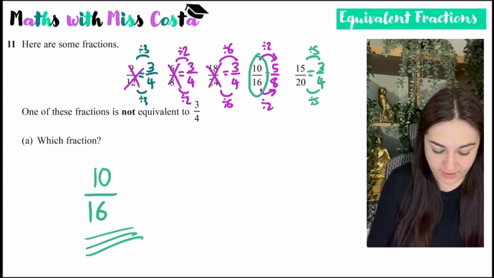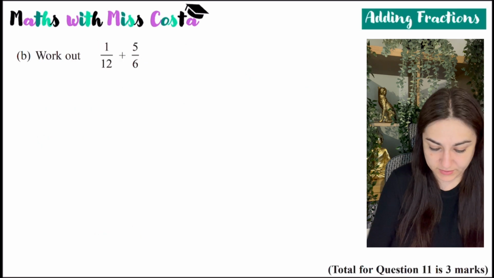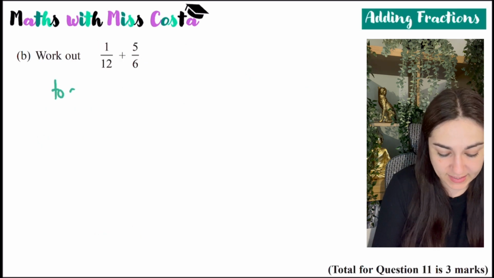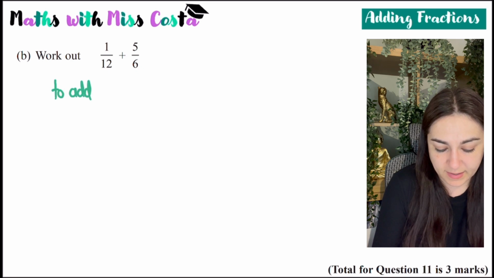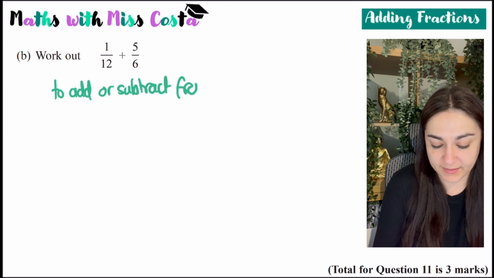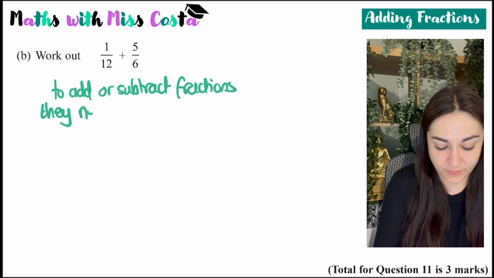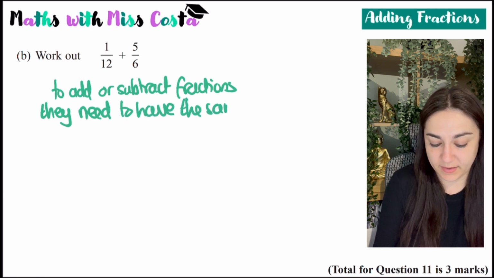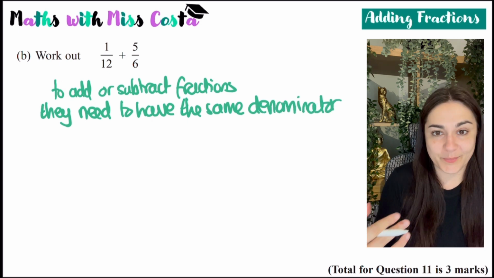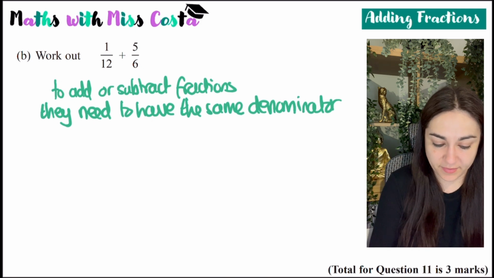So that's the fraction that does not simplify to 3/4. Next, I have to add two fractions together. The key thing to remember is that in order to add or subtract fractions, they need to have the same denominator. So you're going to have to turn one of them into an equivalent fraction so that it has the same denominator as the other.